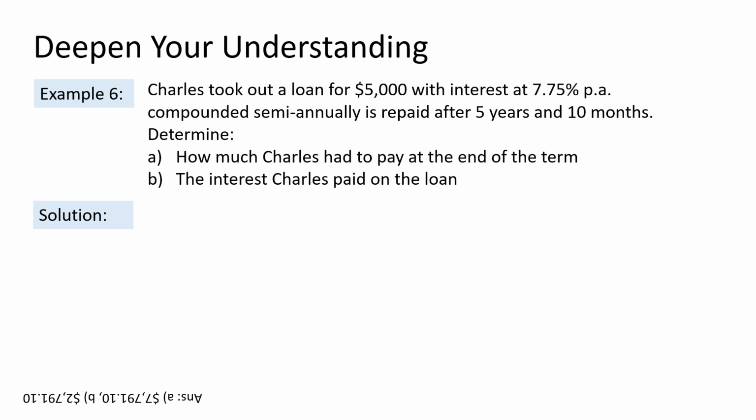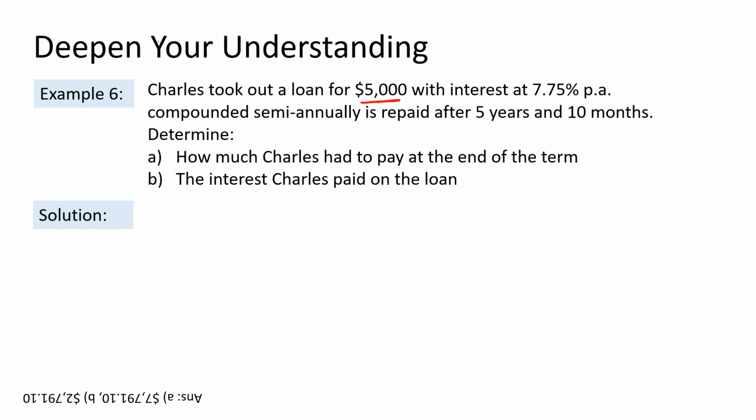A, how much Charles had to pay at the end of the term, and B, the interest that Charles paid on the loan. He took a loan out for $5,000, and he'll have to pay a certain amount back that's more than $5,000. So we want to look at what that interest is. Basically, how much did it cost Charles to take out that money? You can think of that in terms of mortgages.